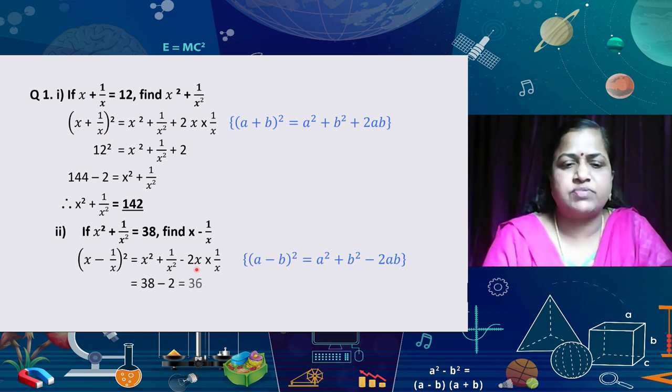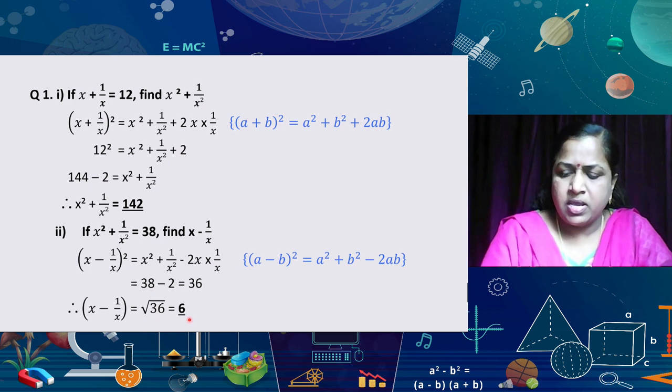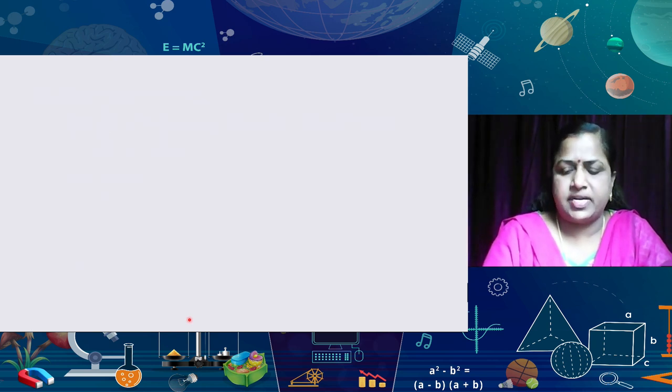Here also we can substitute the values. We are given x square plus 1 by x square as 38. We can substitute the value here, 38 minus. Here x and x cancel, so minus 2. That is 38 minus 2, which is 36. Therefore, x minus 1 by x equals root of 36. The answer is 6.